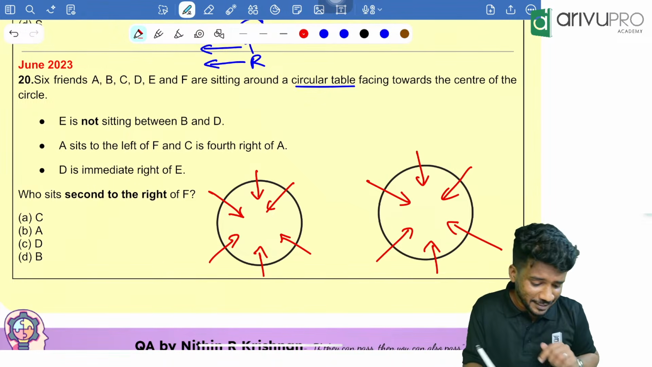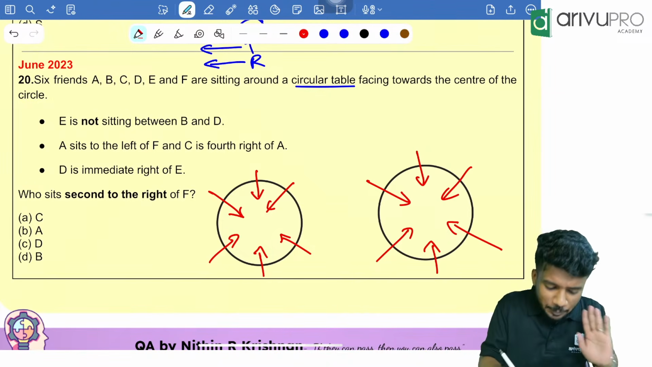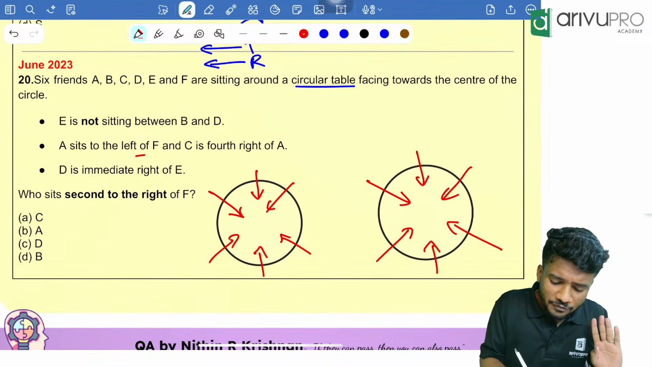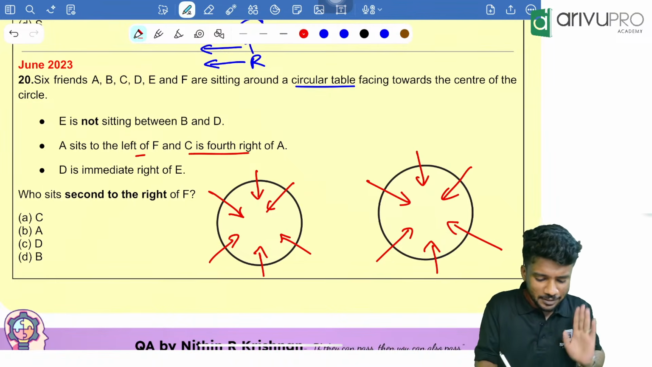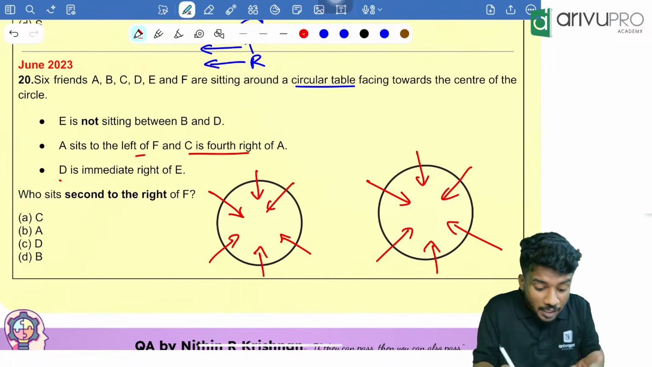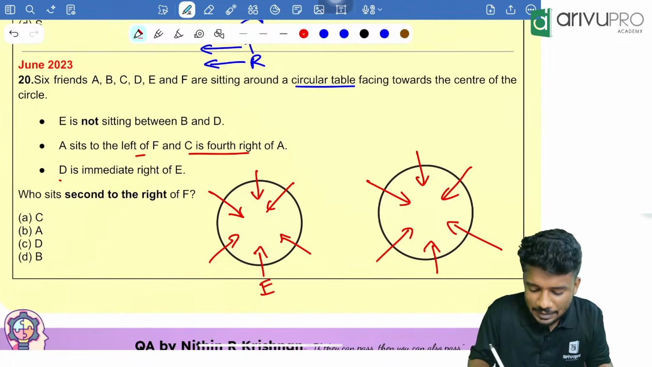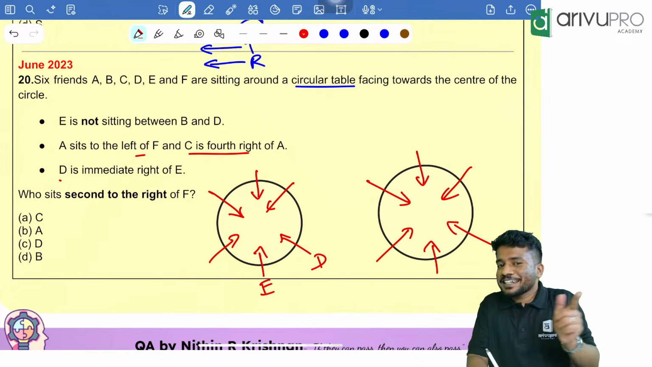Then, what else is given in the question? E is not sitting between B and D. Okay, fine. Let it be there. A sits left of F and C is 4 to the right of A. D is immediate right of E. So, I will start with the last point. D is immediate right of E. So, if E is here, D is immediate right of E.